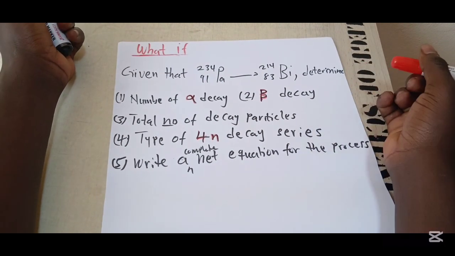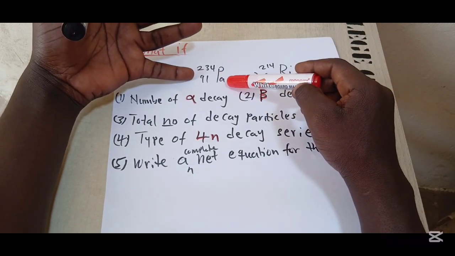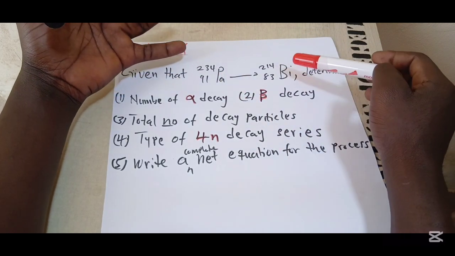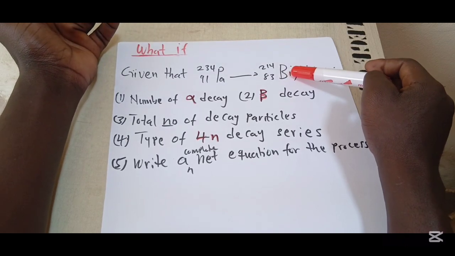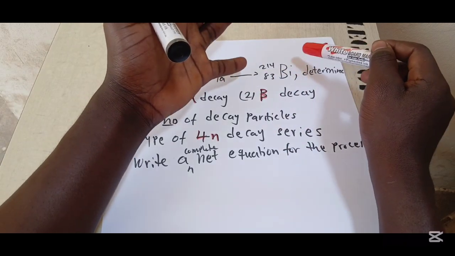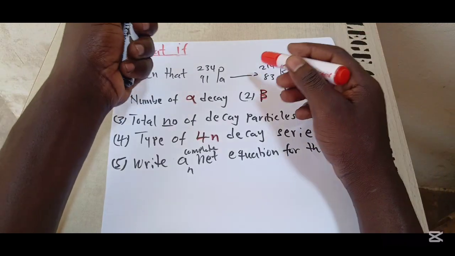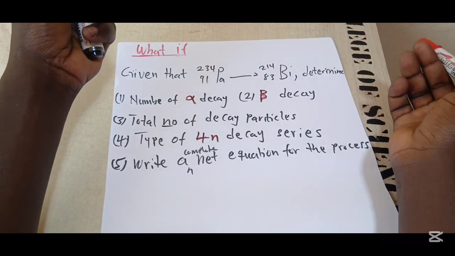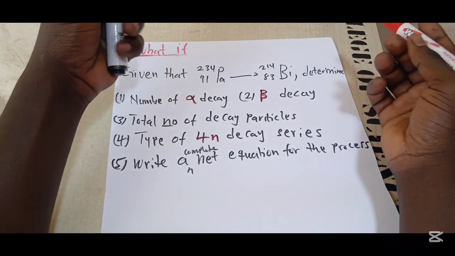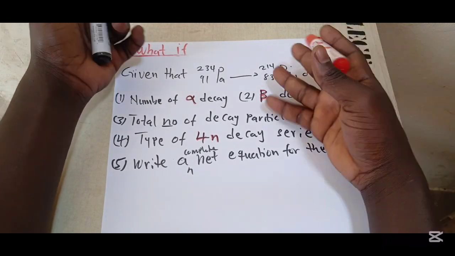beta particles involved. But what if, let's say, I have my nuclide and I keep it somewhere for a period, then I come to check my element and see that this is the final product that I got? The element I kept is no more this again, but it's now this one. So it means that this element has undergone a decay process by releasing particles. But how do I know the number of alpha particles or beta particles involved in the reaction to give me this product?